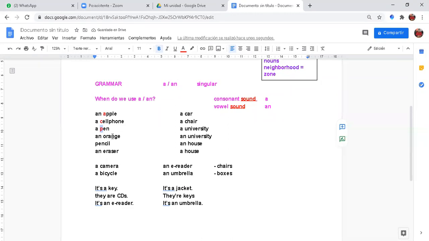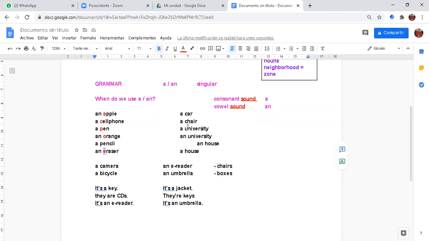O, orange. O, it's a vowel sound. Okay, O, it's a vowel sound. If it is a vowel sound, you need an orange. Both of them are singular, both, ambos, singular. Okay, orange. Pencil, a pencil. Here, eraser, E, it's a vowel sound. You need an eraser. A car, a chair, a.